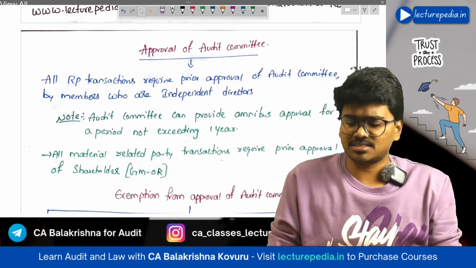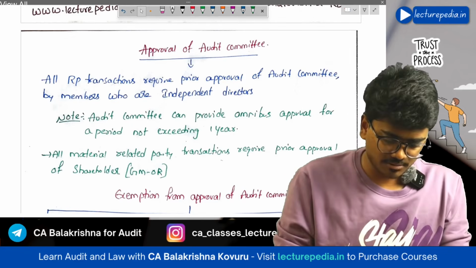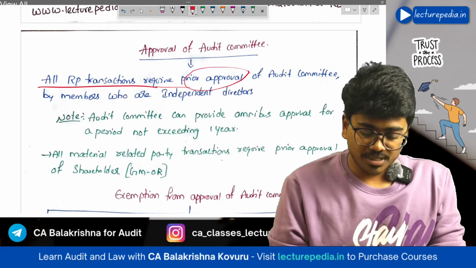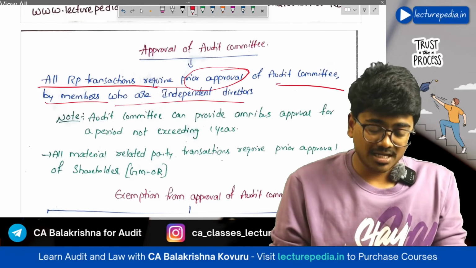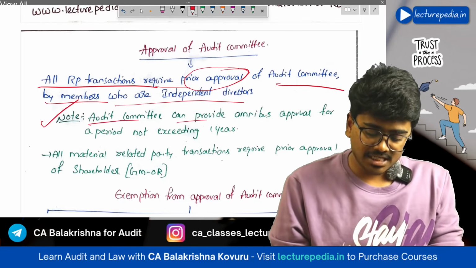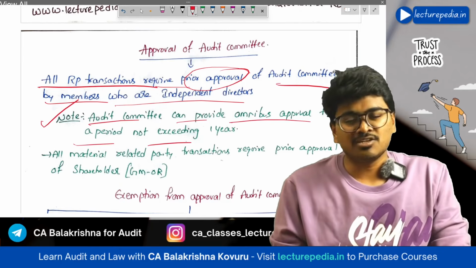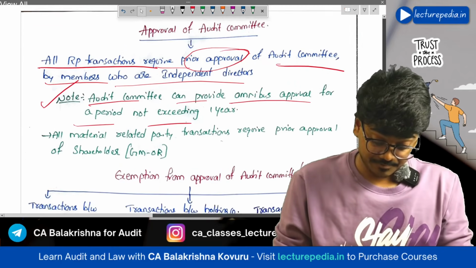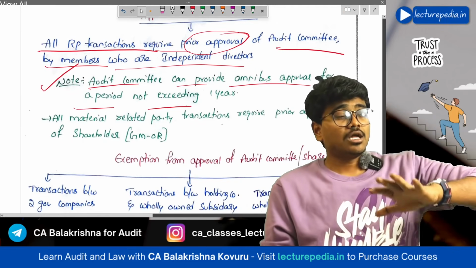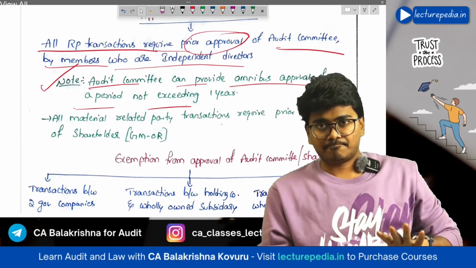We have already discussed this omnibus approval in the Companies Act also, the same concept. See, all related party transactions require prior approval of the audit committee by members who are independent directors. Note, the audit committee can provide omnibus approval for a period not exceeding 1 year. Next, all related party transactions require approval of the audit committee.